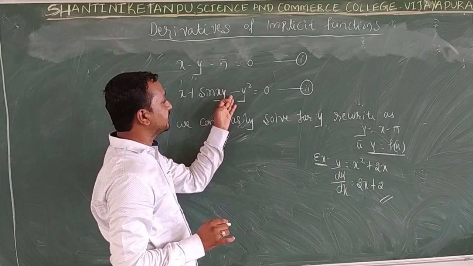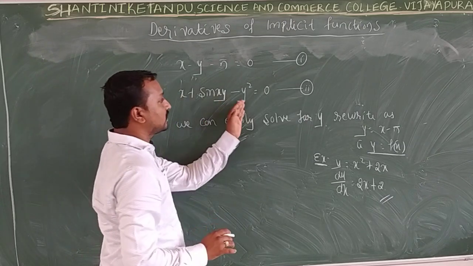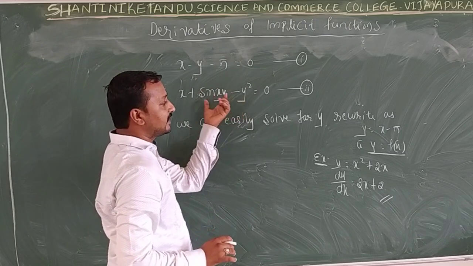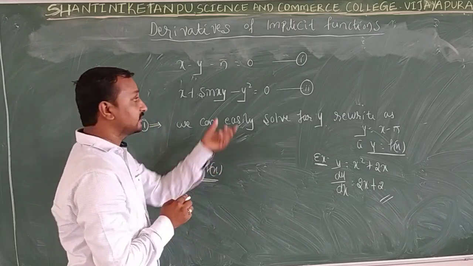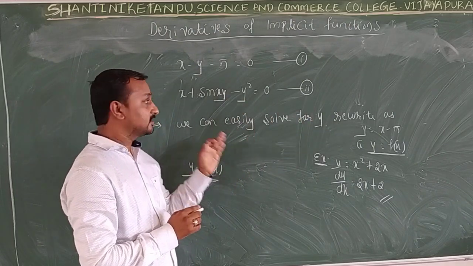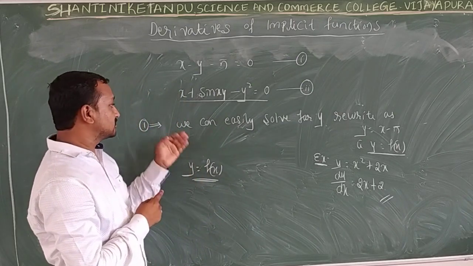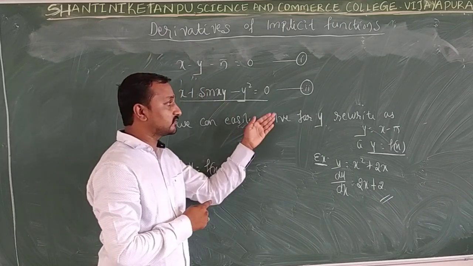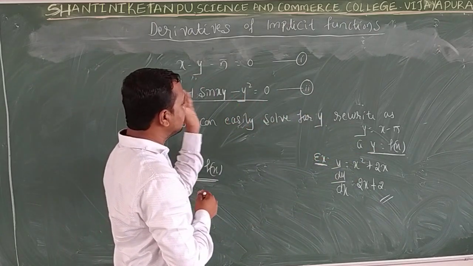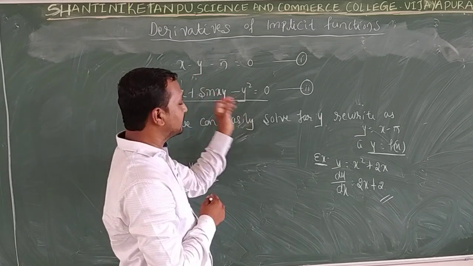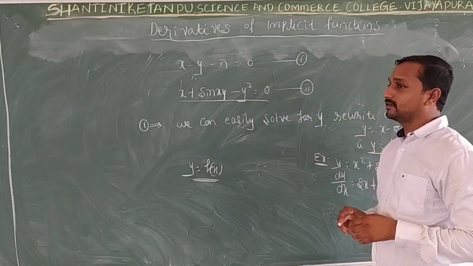X plus sine of x into y minus y square is equal to 0. Here, in this equation we cannot easily solve for y, and we cannot rewrite it in the form y is equal to f of x. So this type of relation is called an implicit function. In the first relation we can easily solve for y and rewrite it as y equal to f of x form. Whereas in the second case we cannot easily solve for y, or rewrite the equation as y is equal to f of x. So this is one example.